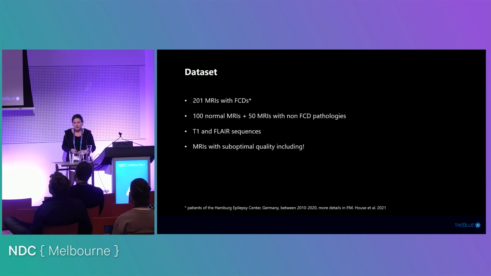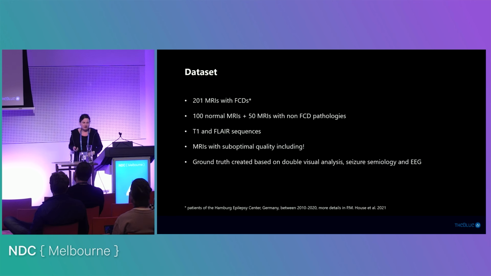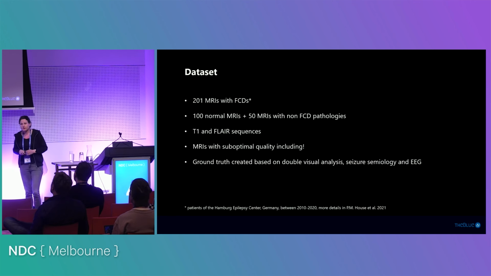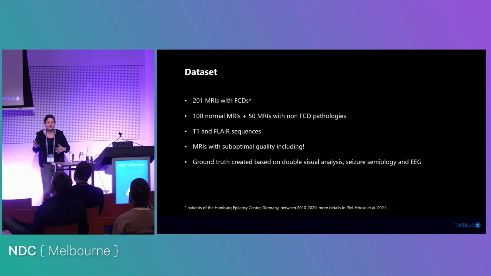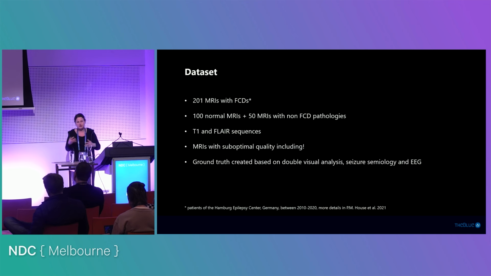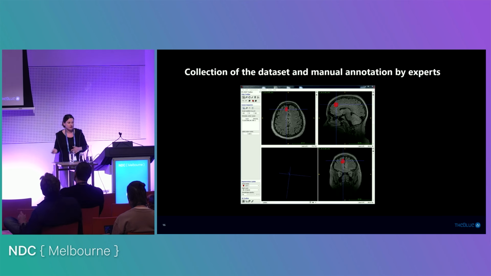And what's important, we also took all of the MRIs, even with suboptimal quality, because that's what happens in real life. And when it comes to the ground truth, as you have seen, this is quite tricky to recognize. So we used lots of different methods to be sure that these FCDs really are FCDs and exactly in these places. A few epileptologists checked them, and we also checked the type of the seizures and the EEG data to be sure.